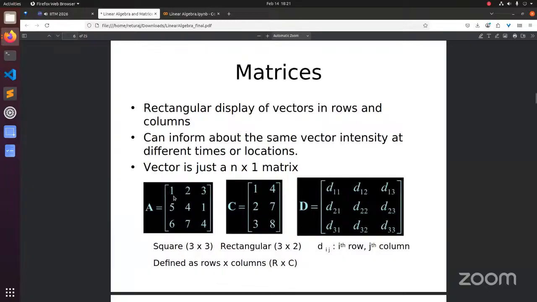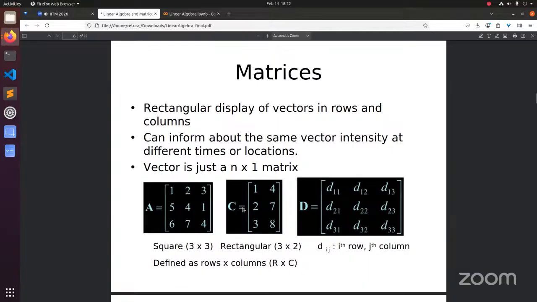So how do you know? You just simply count how many columns are there. 1, 2, 3. And how many rows are there? 1, 2, 3. So A is a 3 by 3 matrix, and we call this kind of matrix a square matrix. Why? Because we have an equal number of rows and columns.